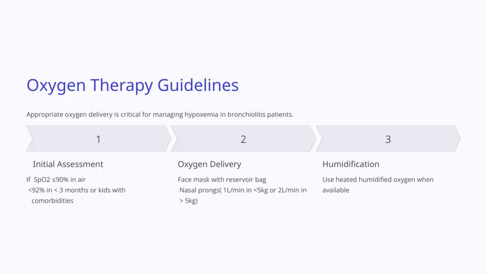Humidification is another important aspect. Whenever possible, we should use heated humidified oxygen. This helps prevent dryness and irritation of the airway, especially with higher flow rates or prolonged use. Overall, the goal is to deliver oxygen safely and effectively, tailored to each child's needs, to ensure they get enough oxygen and recover more comfortably.